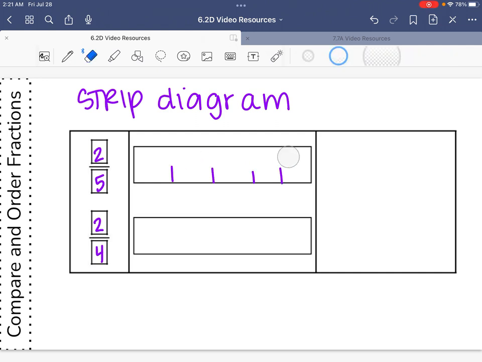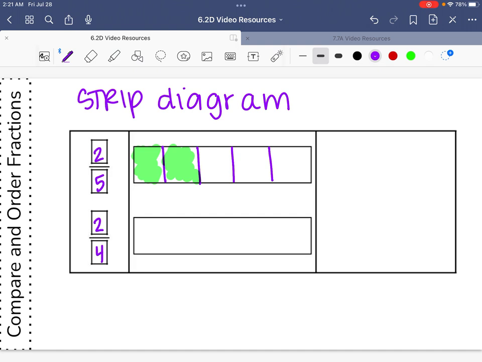And those don't look equal. So I'm actually going to erase and start over. Right, and those look a little better. And so I only have 2 out of 5. So I'm only going to shade 2/5.